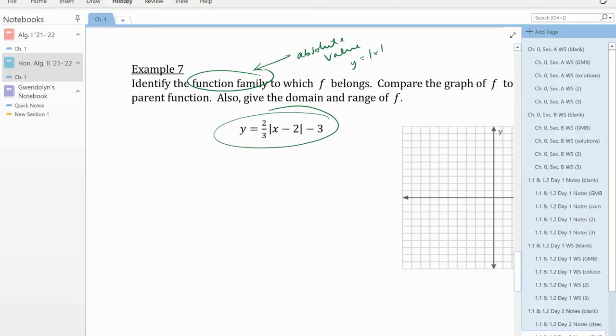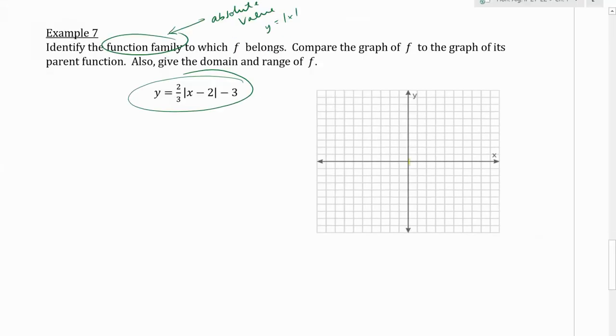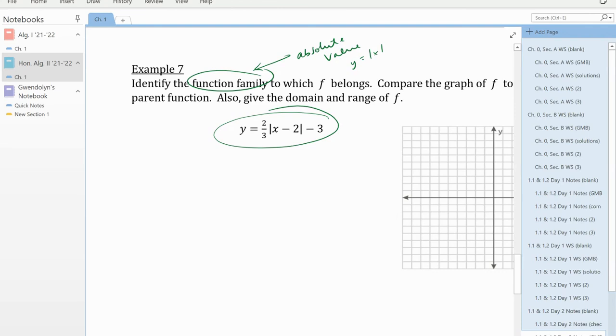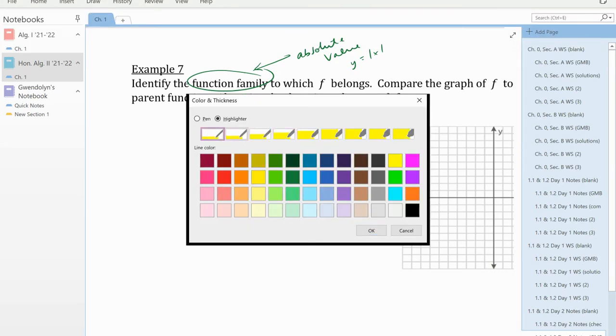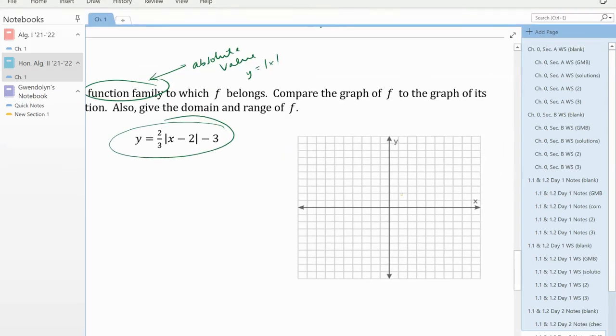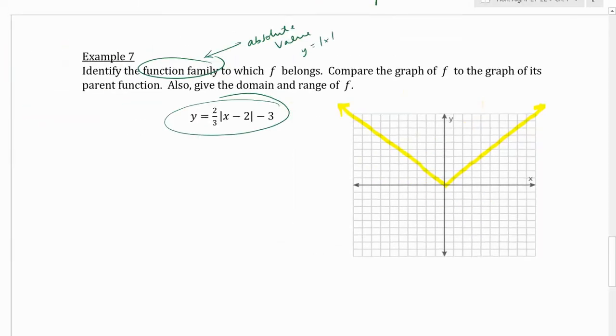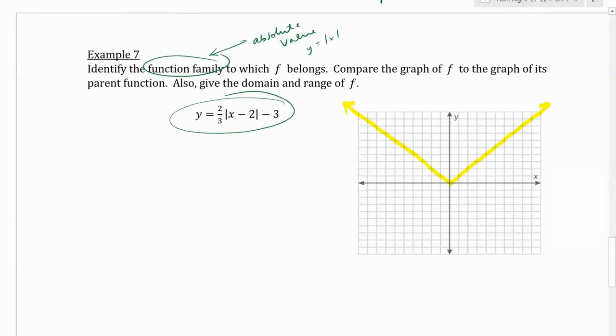So let's do the same thing. Let's put the parent function. Oh, too thick again. We'll do that in a highlighter again. I'm not worried about getting exactly where it needs to be. Let's change colors. Okay. Give the domain a range.